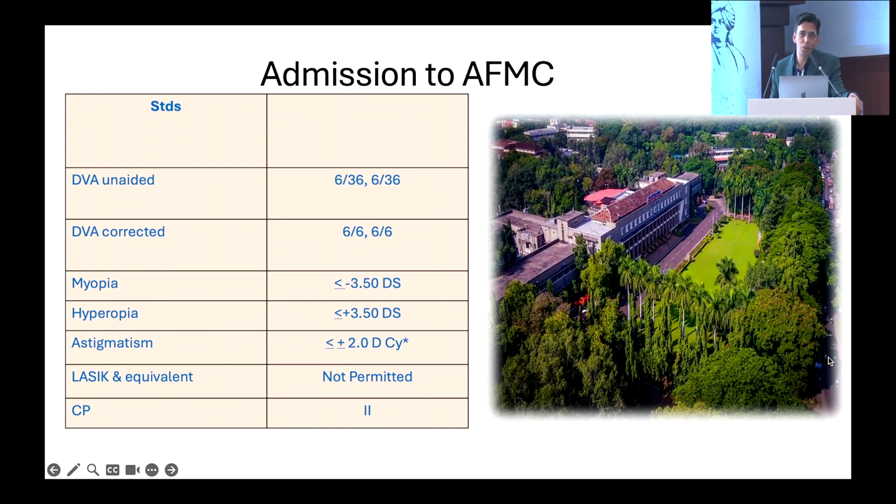Now, next is admission to Armed Forces Medical College. Here the visual acuity unaided is 6/36 both eyes, correctable to 6/6 both eyes. Myopia of minus 3.50 diopter sphere, hyperopia of plus 3.50 sphere, and astigmatism of plus minus 2 diopter cylinder. These are the visual standards for admission to AFMC, and LASIK is not permitted here.